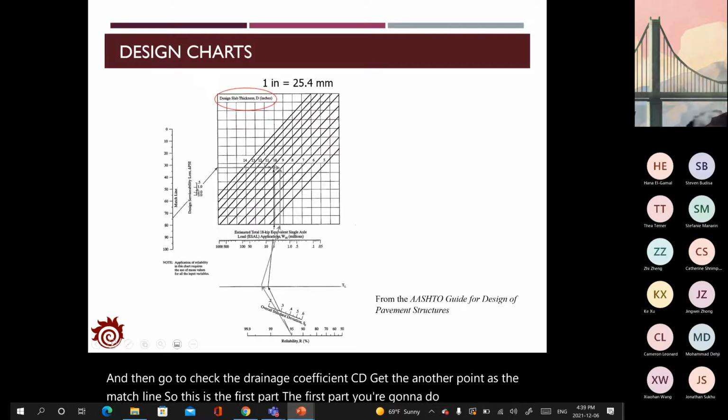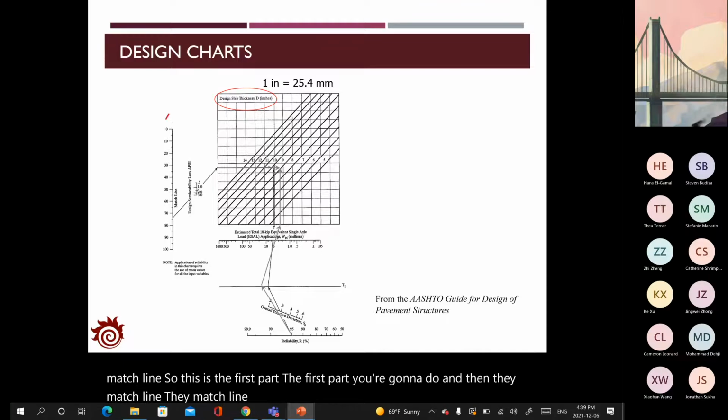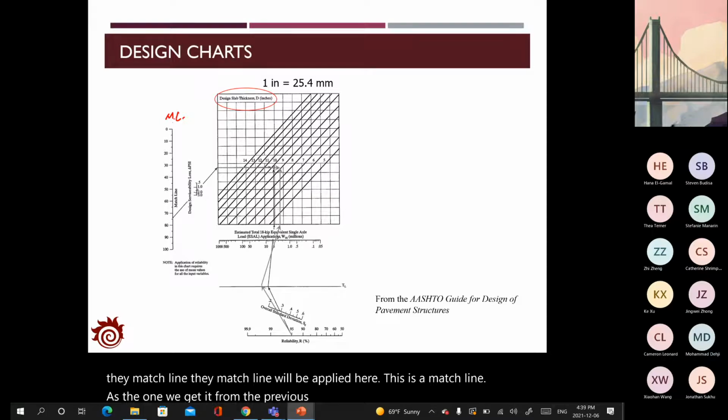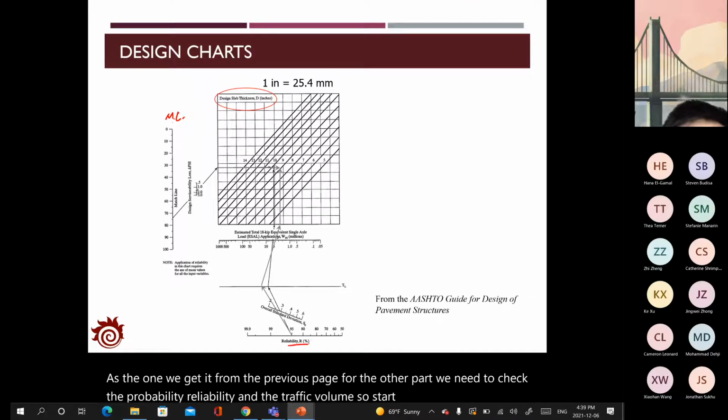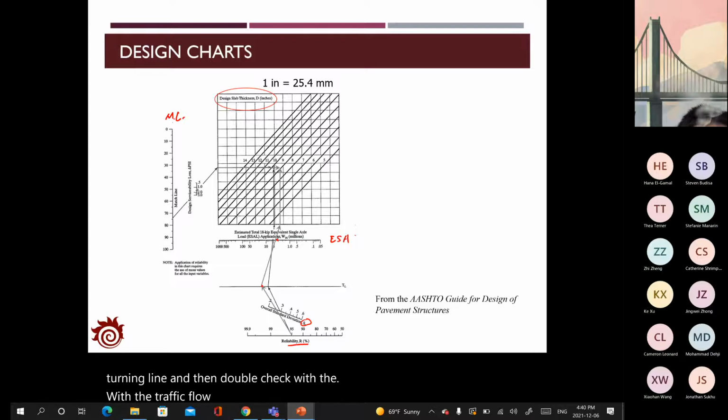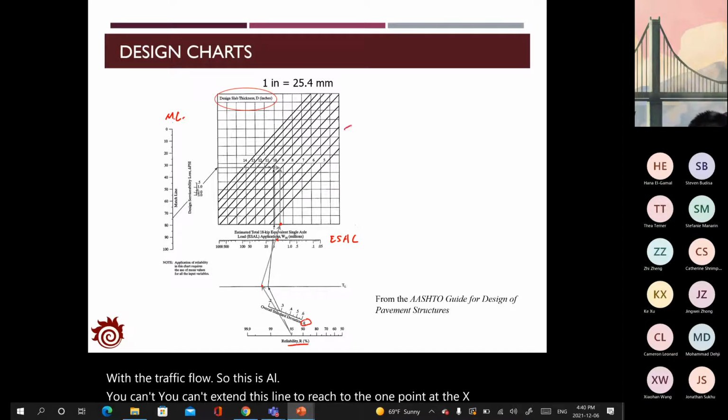And then the match line will be applied here. This is the match line, the one we get from the previous page. For the other part, we need to check the reliability and the traffic volume. So start with the reliability, the value of R and the standard deviation. You can find the point on the turning line, and then double check with the traffic flow, which is the ESAL. You can extend this line to reach one point at the x-axis of this chart.